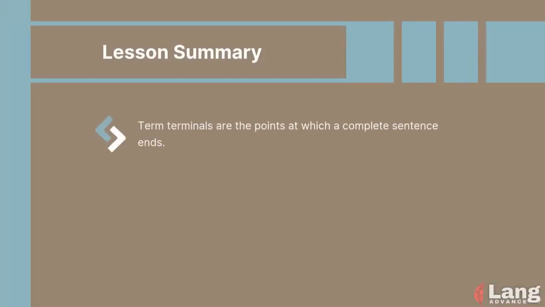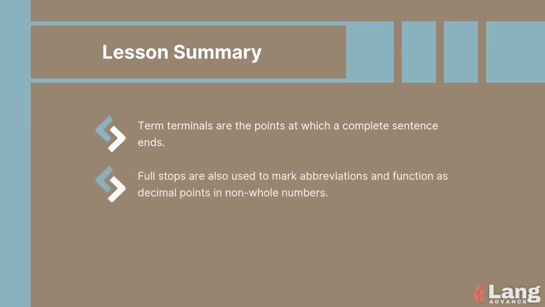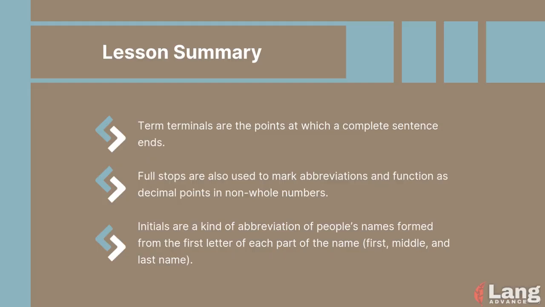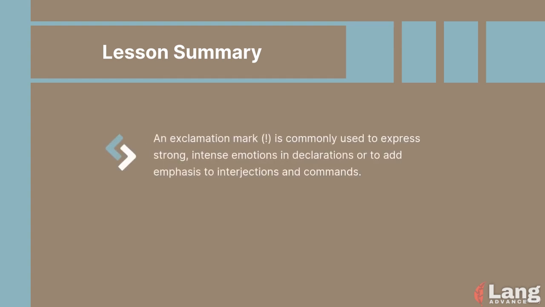Lesson synopsis. Terminals are the points at which a complete sentence ends. Full stops are also used to mark abbreviations and function as decimal points in non-whole numbers. Initials are a kind of abbreviation of people's names formed from the first letter of each part of the name: first, middle, and last name. An exclamation mark is commonly used to express strong, intense emotions in declarations or to add emphasis to interjections and commands. Question marks are used to ask questions.